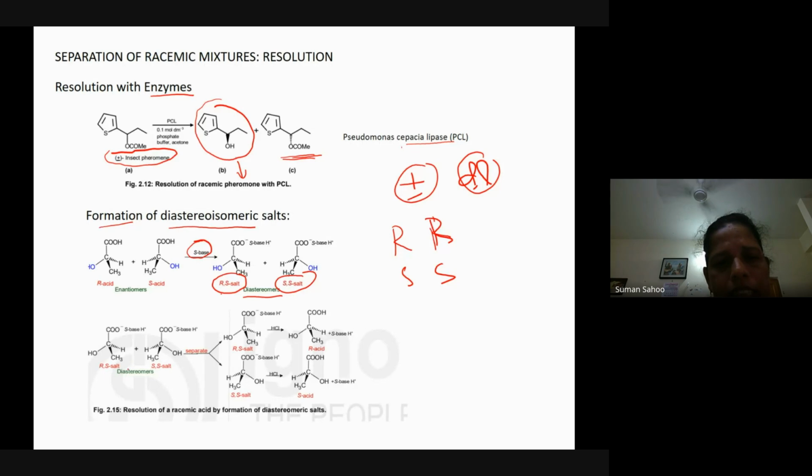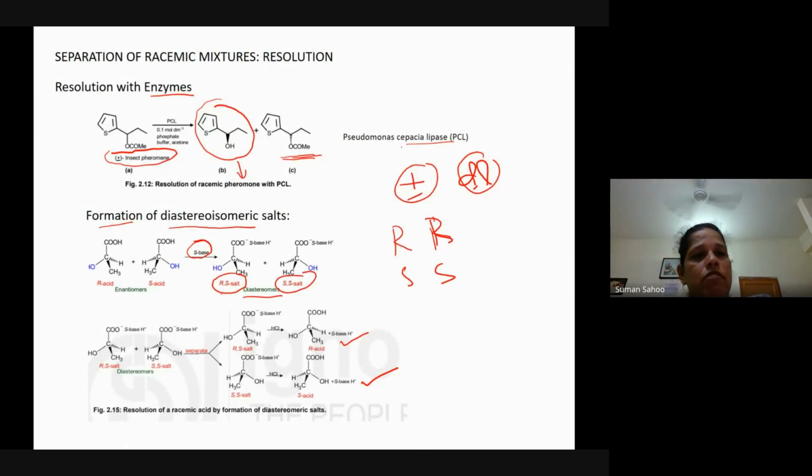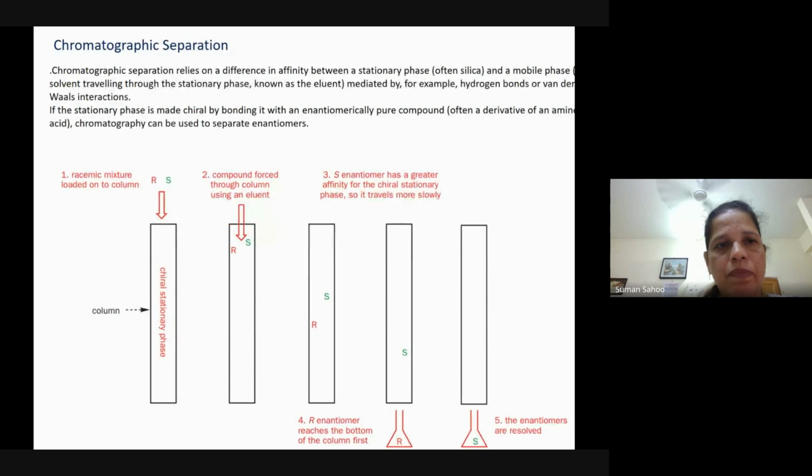So once your diastereomers are there, you can easily separate them through many means. And again, you just treat it with acid to get your R acid and S acid. So that is your formation of your diastereomeric salts.